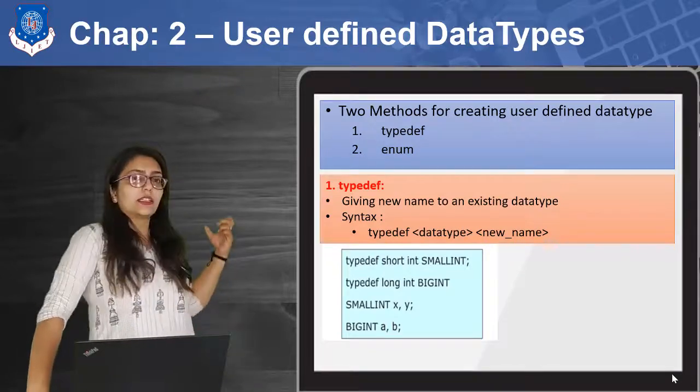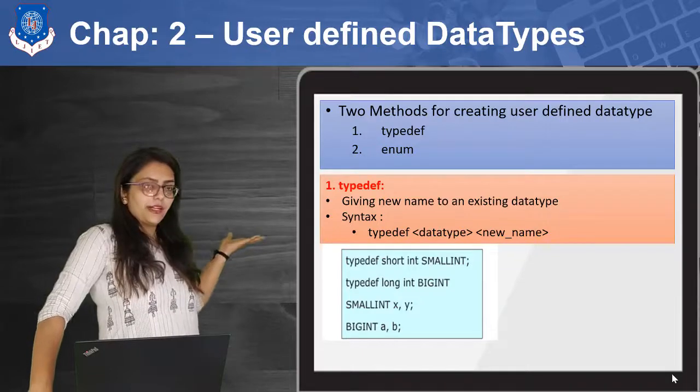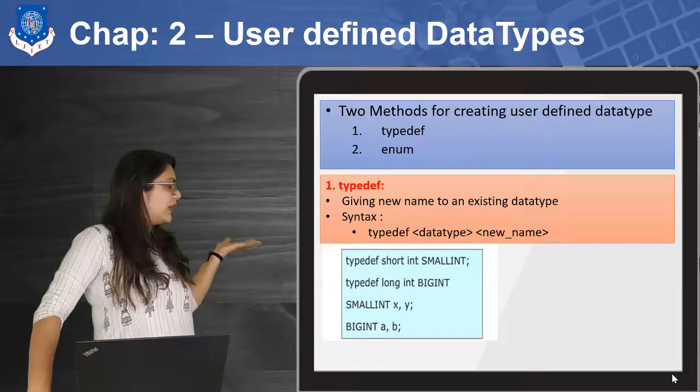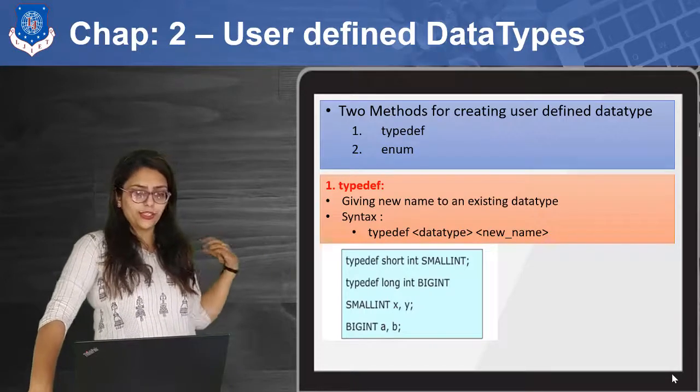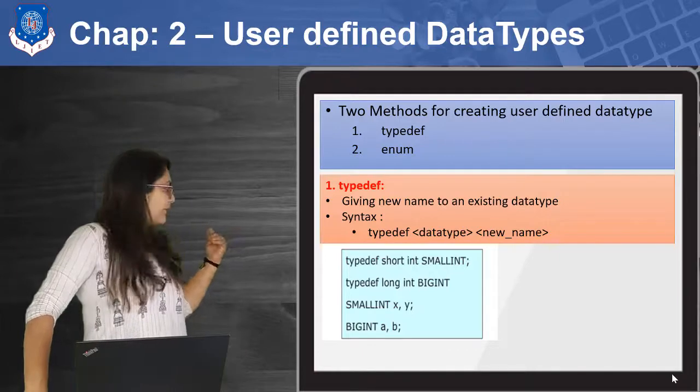SmallInt is written with capital letters here. So SmallInt is a new data type right now, which basically has the primary data type short integer. In a similar way, long int is defined as BigInt.